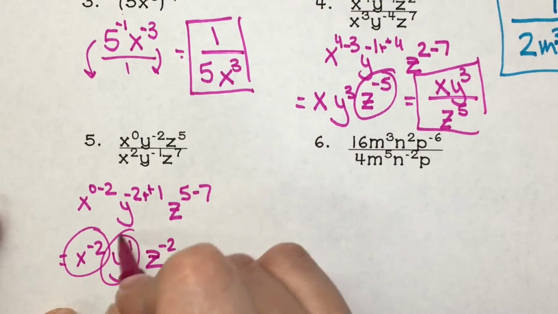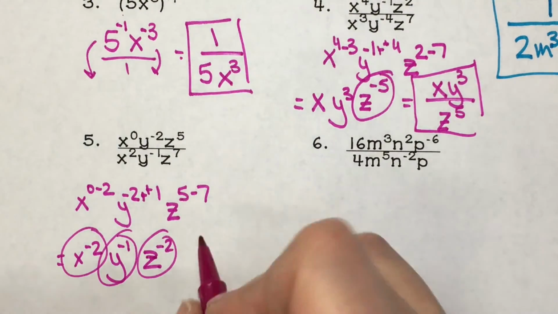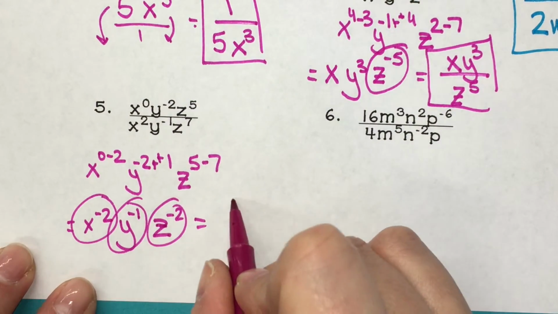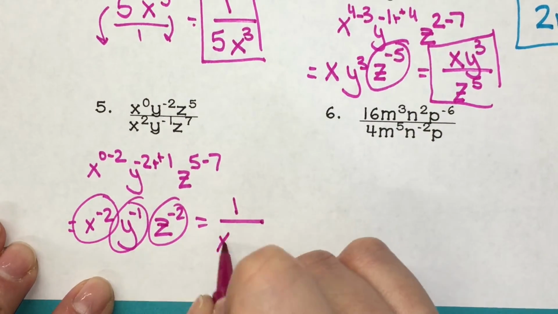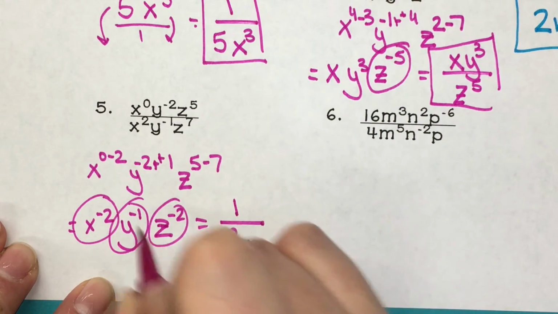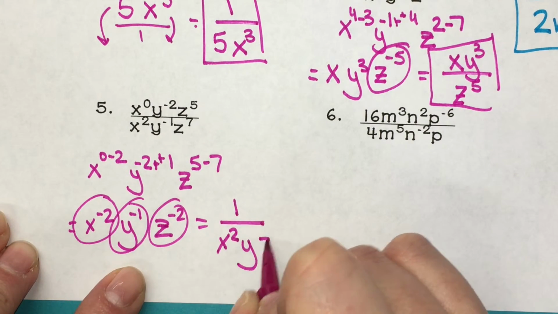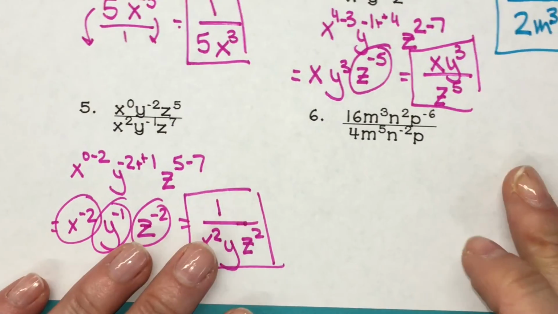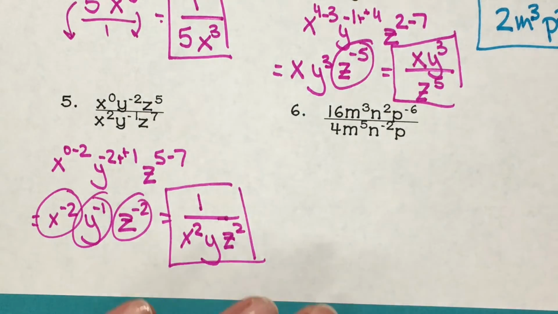Because everything has a negative exponent, all has to go to the other side of the fraction bar. That means 1's on top over x squared, y to the first or just y, z squared. Don't forget when you move it to the other side, it becomes positive, the exponent, just the exponent positive.